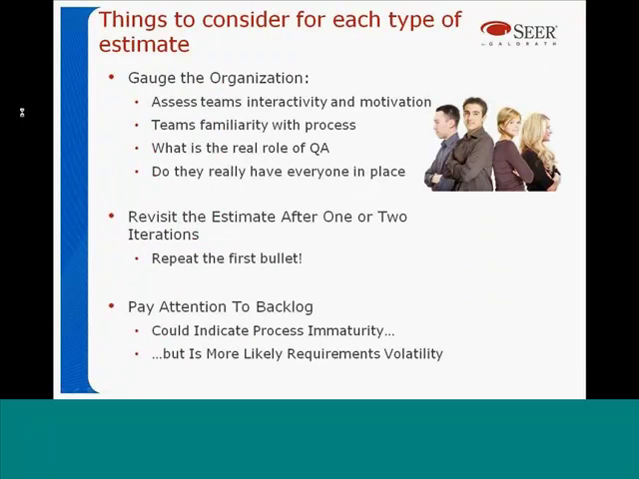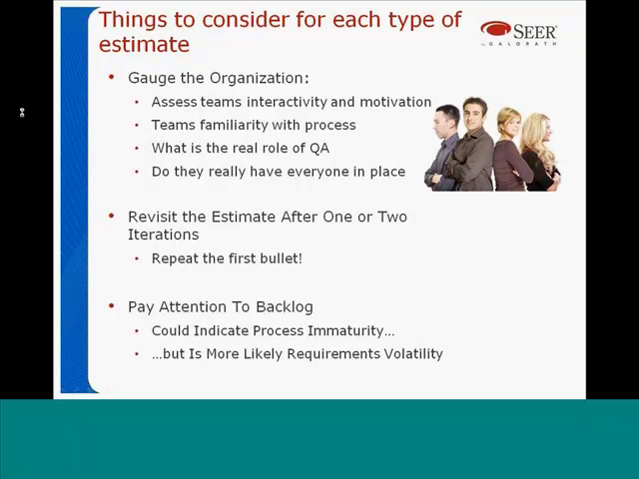Okay? So for each of those three different estimates that we talked about, the planning, the forecasting, and the working estimate, there are a lot of things you really need to consider parametrically, but also at a higher level, there are three areas that you want to make sure you pay attention to. One is you want to make sure you gauge the organization. Are we really ready to be doing this? What is the role of QA, as we just previously mentioned? And do you have everybody in place to get started on the project?